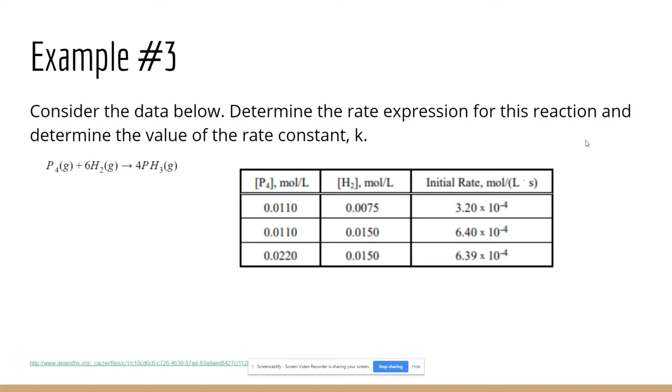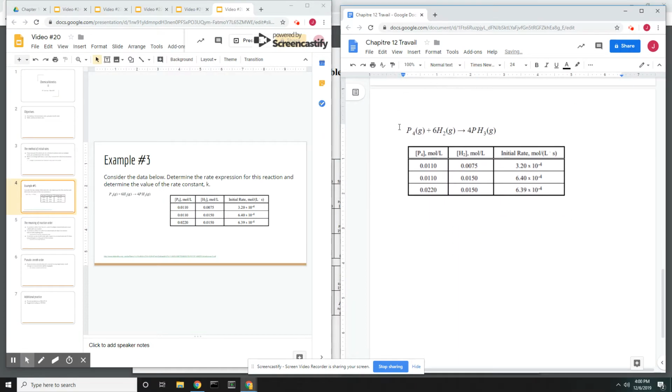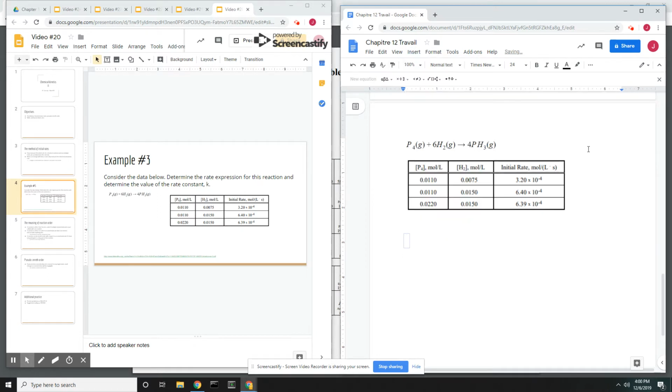Right, so I'll walk you through what this process would look like. Before really even looking at the numbers, I'm going to just write a general expression for my rate law. I've got a rate constant. I've got P4 that is being raised to some power, I'm just going to call it n. And I've got H2 that is being raised to a different power, I'm going to call it m. I don't yet know what those powers are.